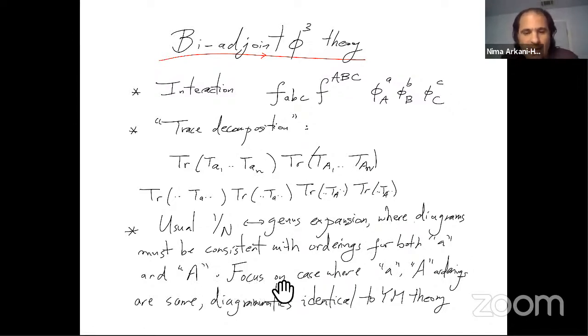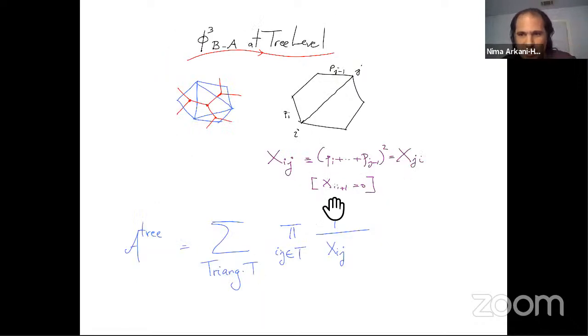So what we're going to do from now on is focus on the case where the two orderings are the same, in which case the diagrammatics are just identical to ordinary one color Yang-Mills theory, but we don't have any polarizations or anything more complicated. We just have a simple scalar theory. So this is what things look like at tree level. At tree level, I would label all the indices 1 through n, and we just sum over all the cubic diagrams consistent with that order. That's what Feynman diagrams would tell us to do.